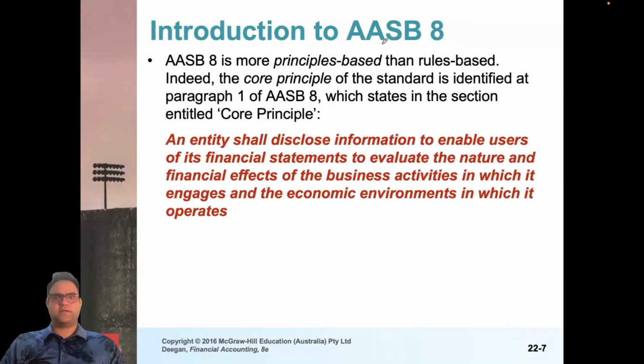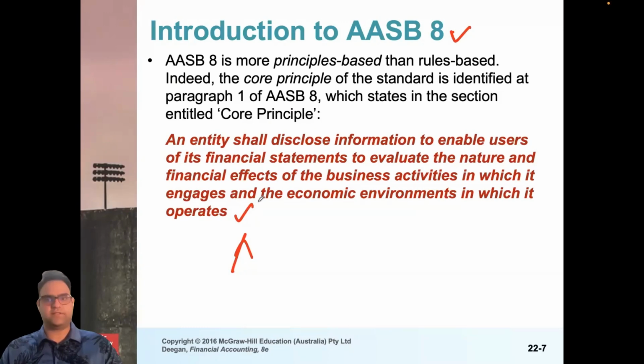Next is AASB 8, which is IFRS 8, the segment reporting standard. The definition is that an entity should disclose information to enable users of financial statements to evaluate the nature and financial effect of the business activities in which it is engaged and the economic environment in which it operates. So the company is supposed to detail its economic environment, its engagements and its activities. This is a very important standard in terms of segment reporting.